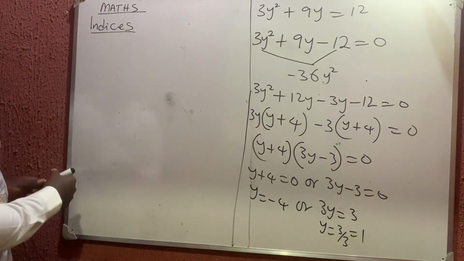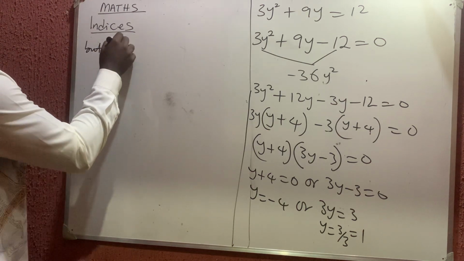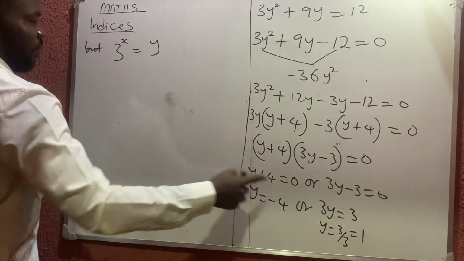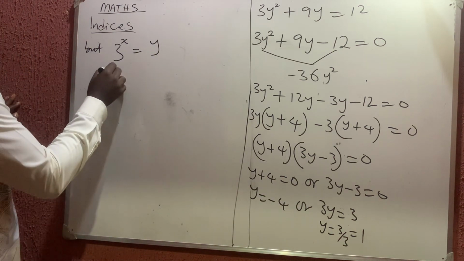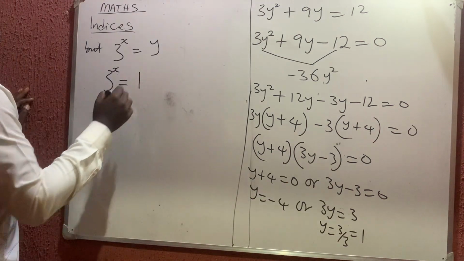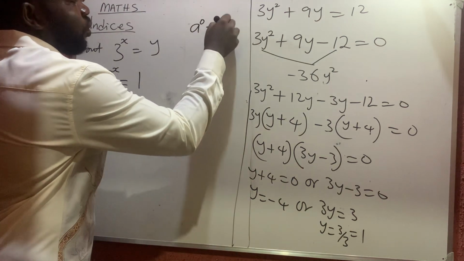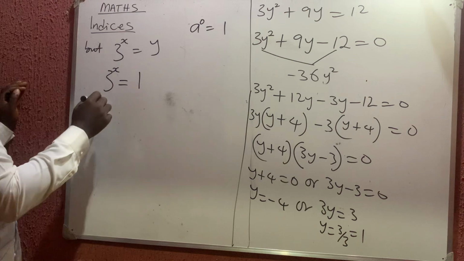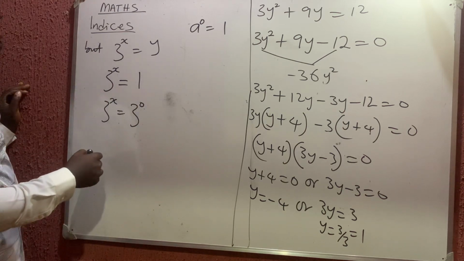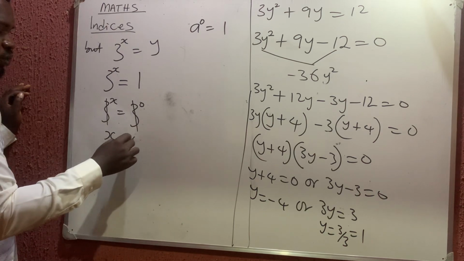So we are going to have that. Remember, we said that 3 raised to power x is equal to y, if you can remember when we said that. So we have gotten our y. So we can say that 3 raised to power x is equal to, we are not using negative, we only use positive 1. Okay? And don't forget, according to indices, that anything raised to power 0 is equal to 1. So we can make this to be 3 raised to power x is equal to what? 3 raised to power 0.